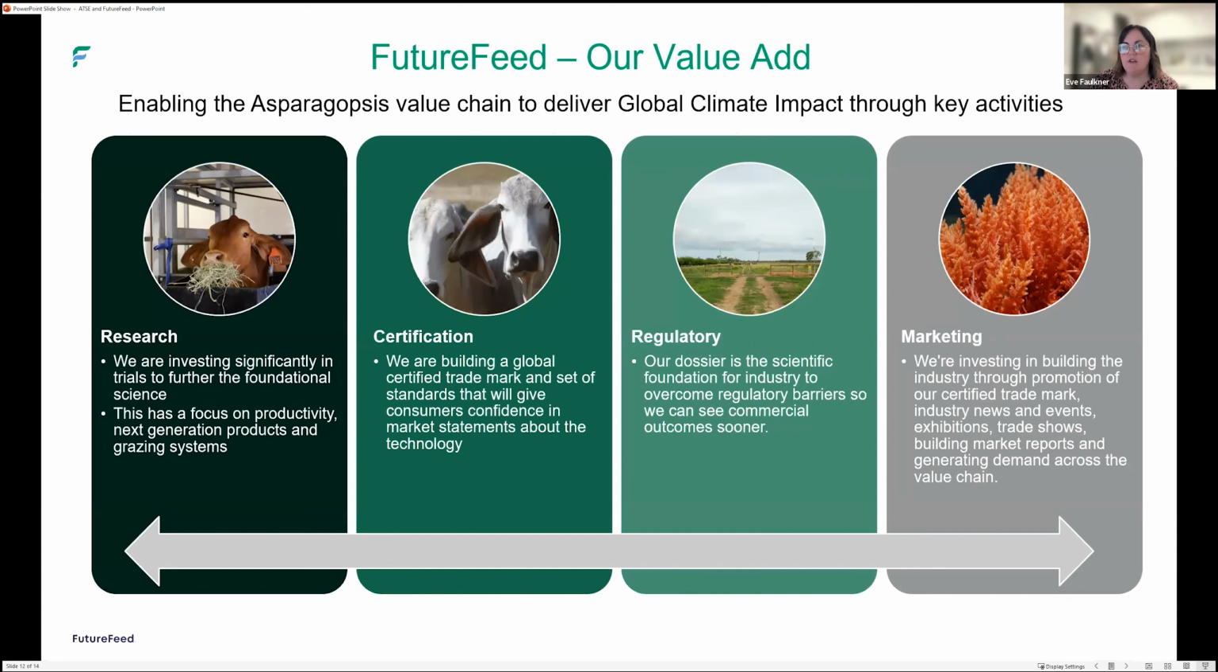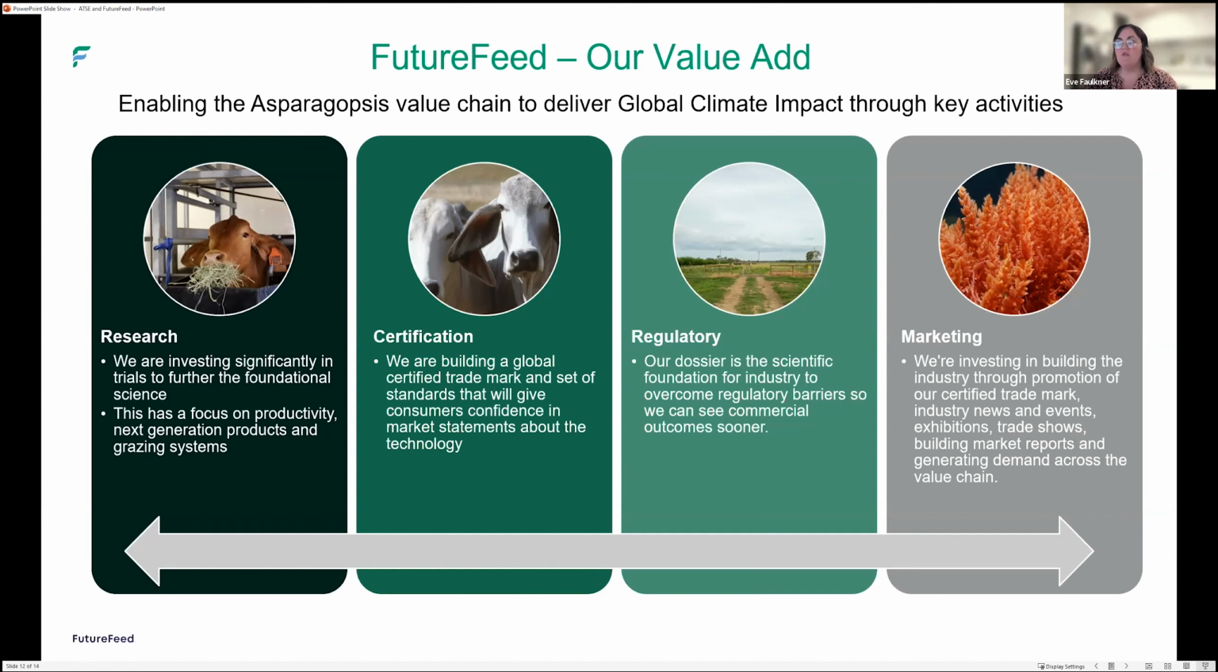The first being research. So significant investment in a research program to further the foundational science. And as I mentioned before, with a focus on productivity, next generation products, and also then grazing systems. So currently the science is applicable in a feedlot setting. And then there's an industry-wide push on at the moment to take supplement feeding for methane reduction out to an open grazing environment.